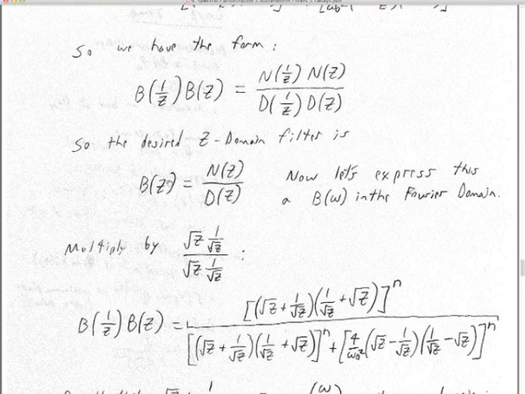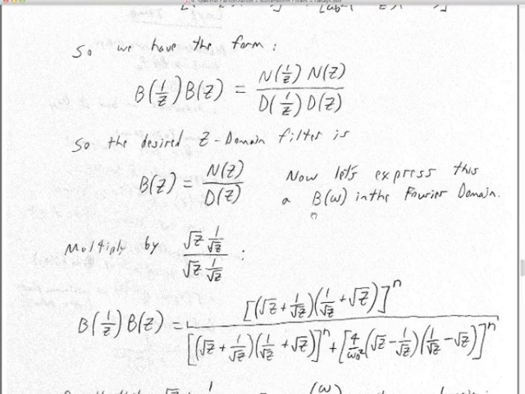So that's b. Excuse me, that's just b of z. The Butterworth filter of z is going to be the causal part of the numerator divided by the causal part of the denominator. Okay, so that's all the Kolmogorov factorization is, just recognizing the various parts.